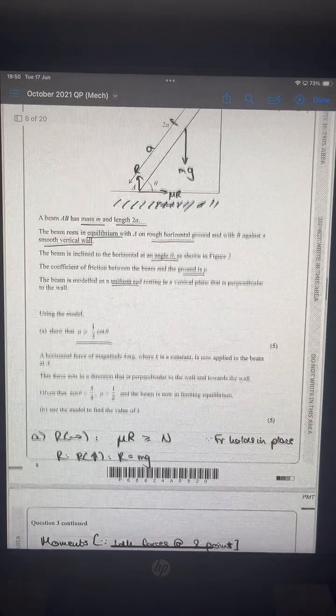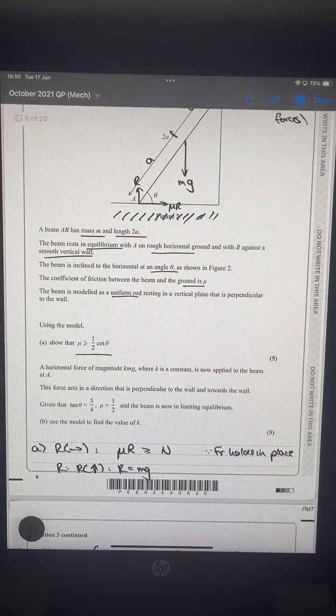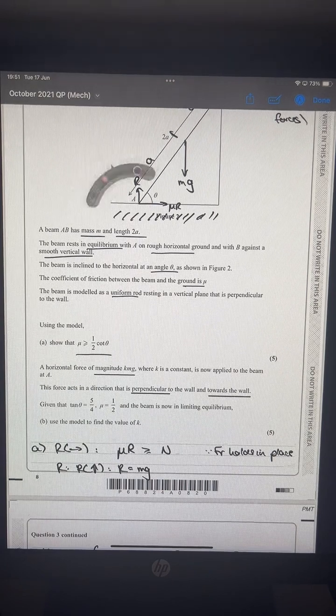Awesome. So part B is also worth 5 marks. Now we have to be careful. I've made a note in red on my notes. A horizontal force of magnitude kmg, where k is a constant, is now applied to the beam at A. So it's going to be applied over here. This force acts in a direction perpendicular to the wall and is towards the wall. So this force is going to be there, all right?